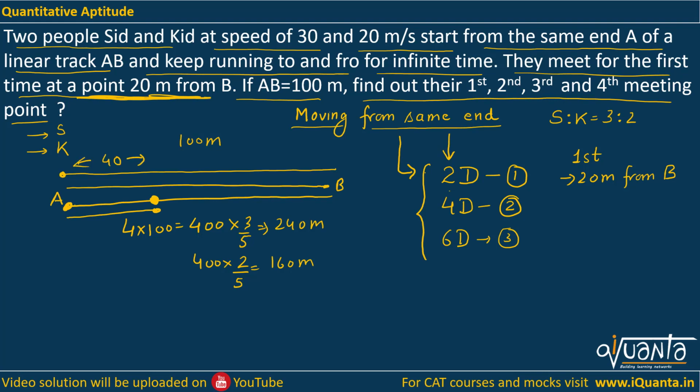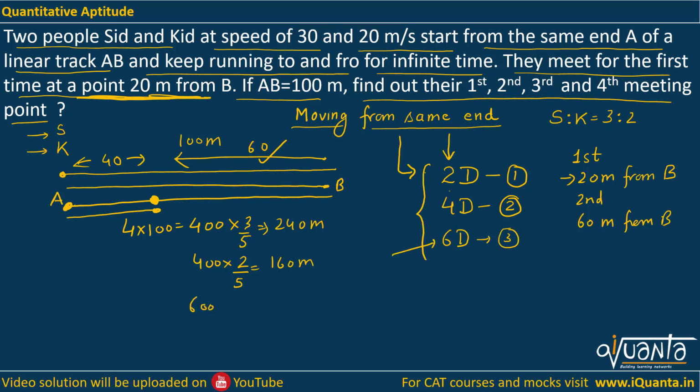So if you want to answer, you can answer in relation to A or B. This distance would be 60. So if you want to answer from B, they will meet for the second time at 60 meters from B. I hope this is clear. Or if you want to answer in terms of A, you can say 40 meters from A. So I hope this is understood.